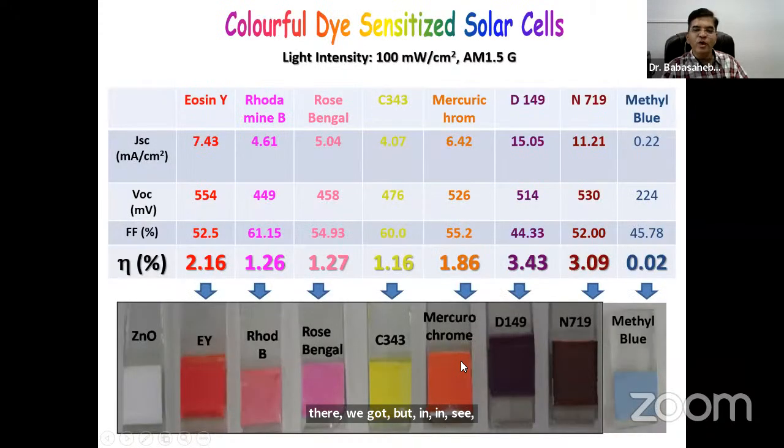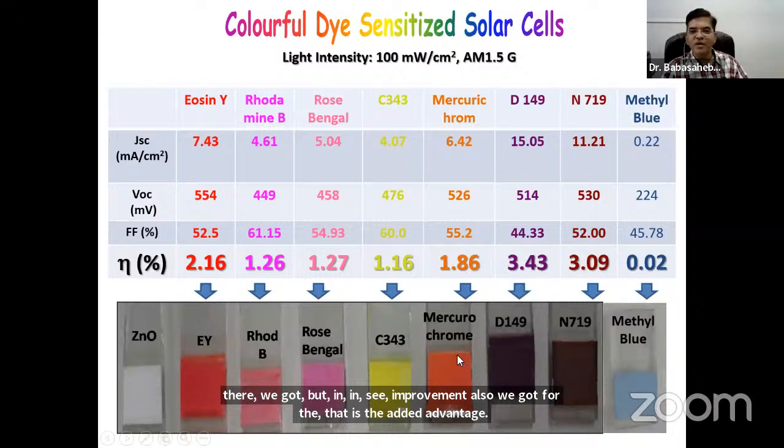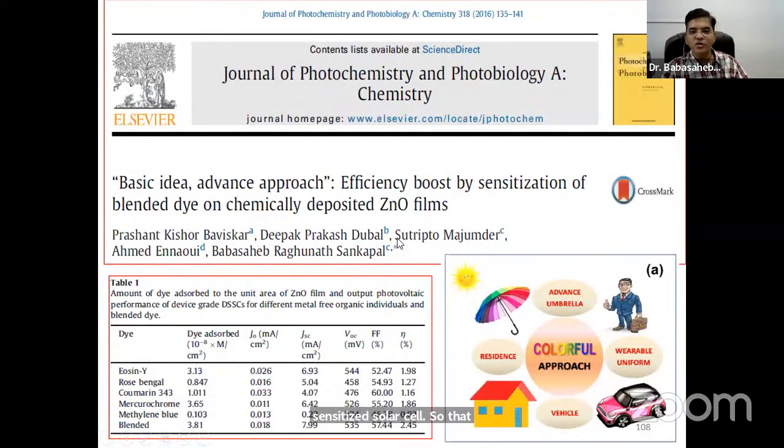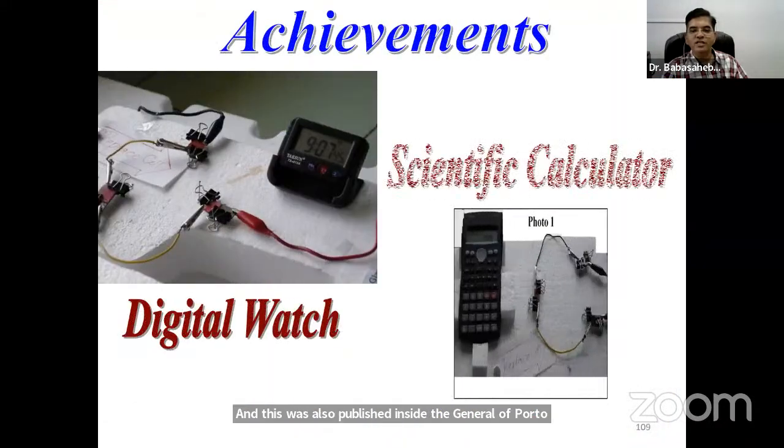Not only this, we have done it for different dyes like rhodamine B, rose bengal, mercury chrome, N719 dye. Each dye, you can see, has a different color. So you can have red, yellow, blue, brown, or pink color. So it is possible to fabricate the solar cell with a different color. That's why the title is the colorful dye sensitized solar cell. It is fabricated in the laboratory by using simple solution chemistry, and this was also published in the Journal of Photochemistry and Photobiology A, so that there is a boost in the efficiency. So what is the achievement we have made?